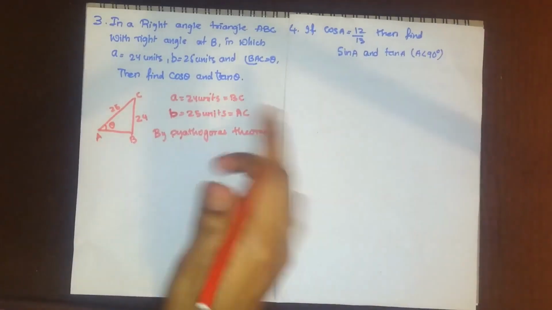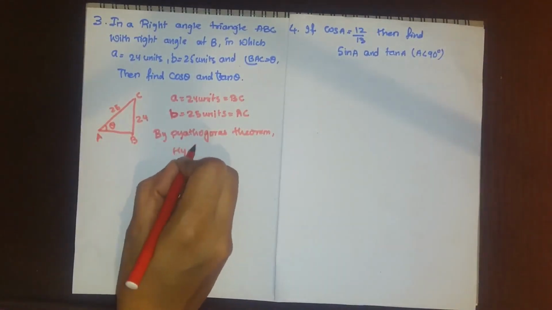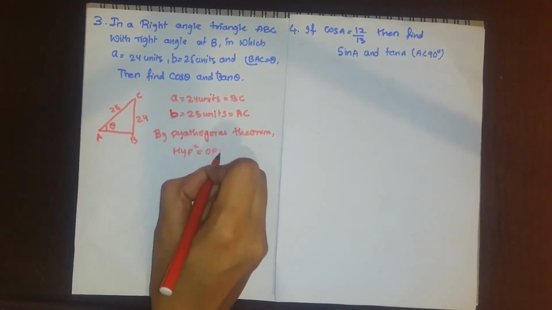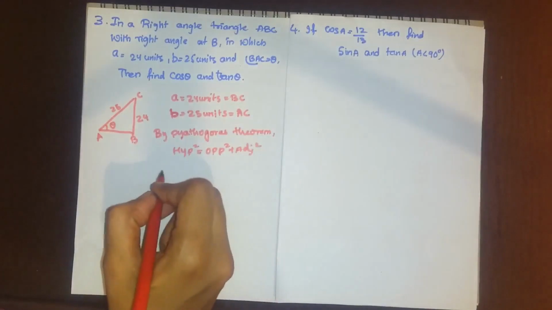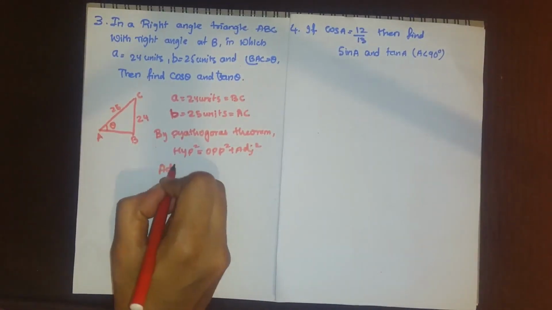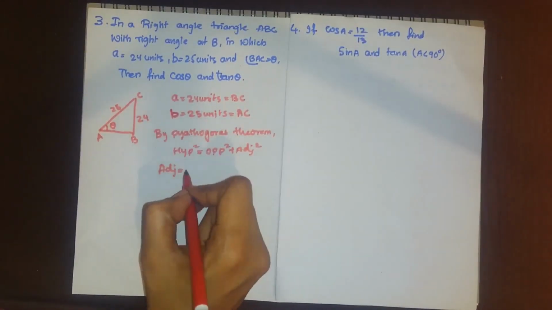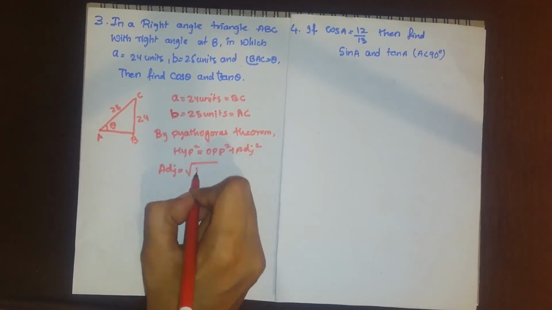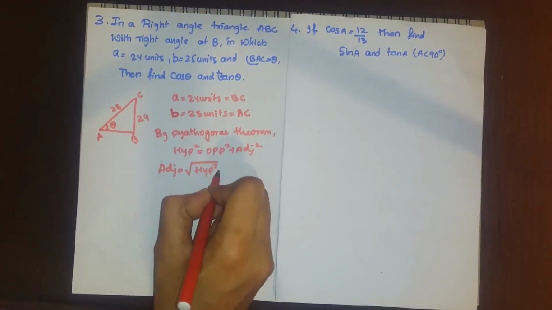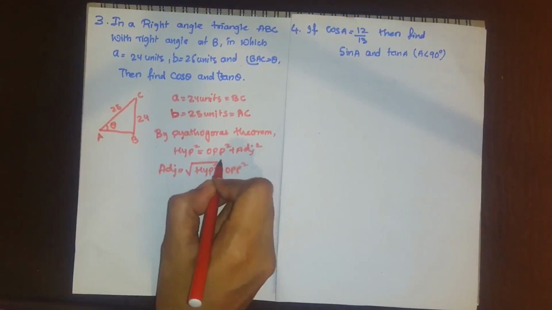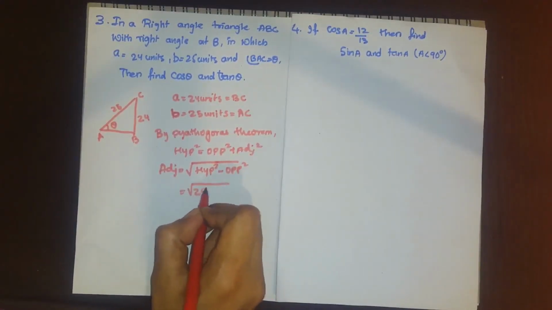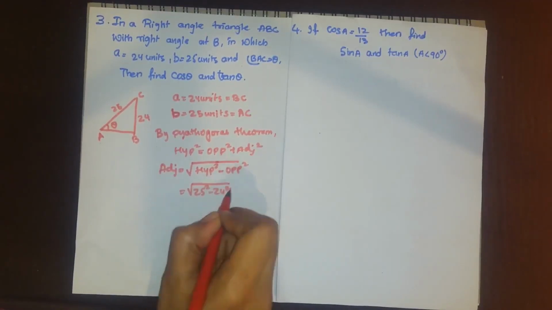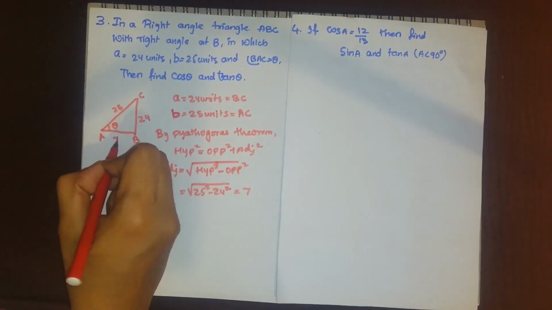what do we have? Hypotenuse square is equal to opposite square plus adjacent square. What do we need here? Adjacent side length. So adjacent side length is equal to square root of hypotenuse square minus opposite square. Now this is equal to 25 square minus 24 square, which is equal to 7.